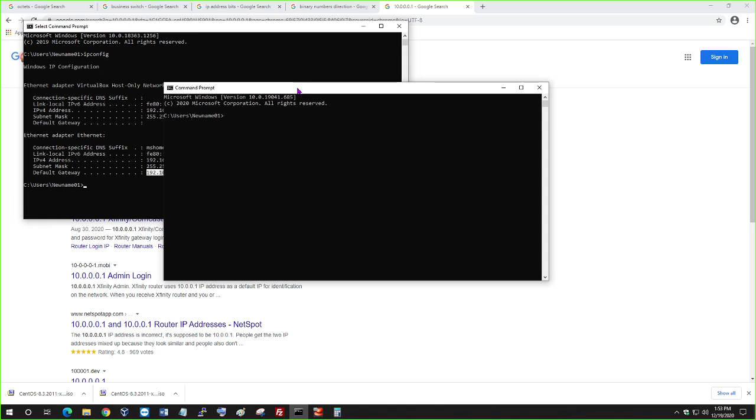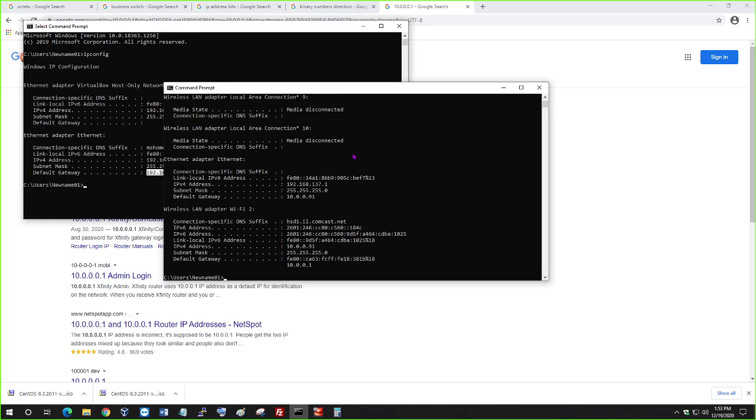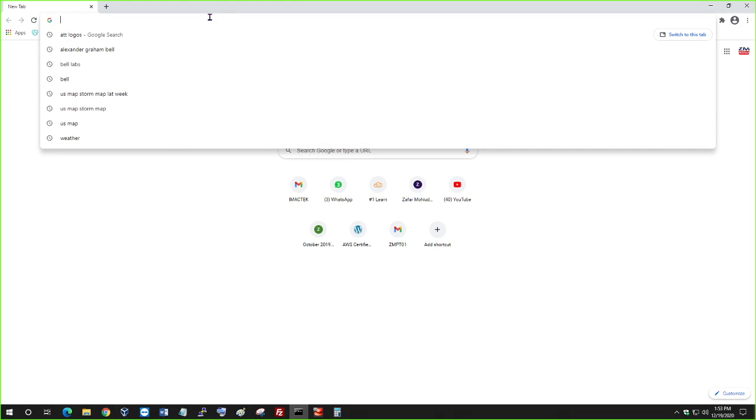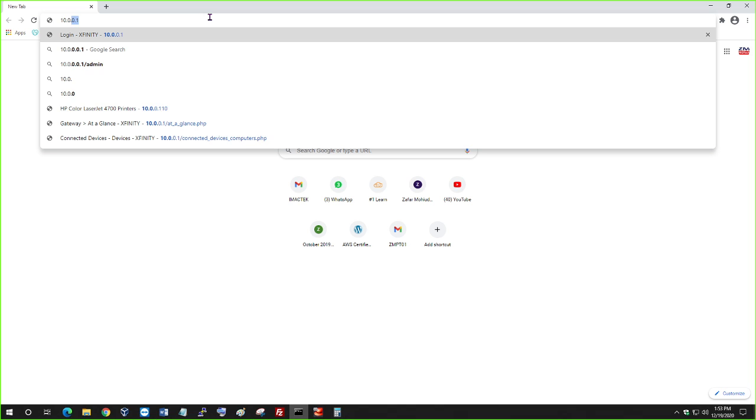So this is a real network here. If I do ipconfig, this is the default gateway for my Comcast router here. So if I go in here, then I'm able to connect to the Comcast router at 10.0.1.1.